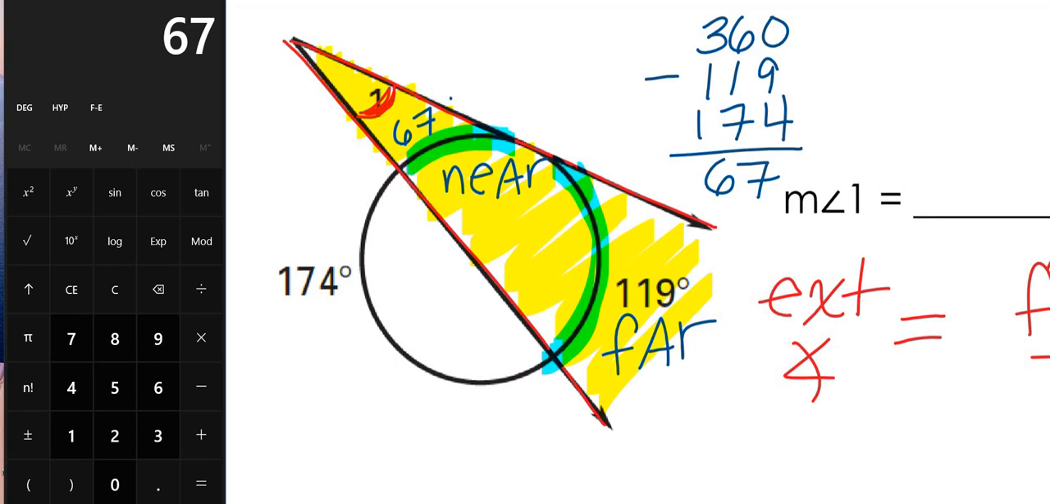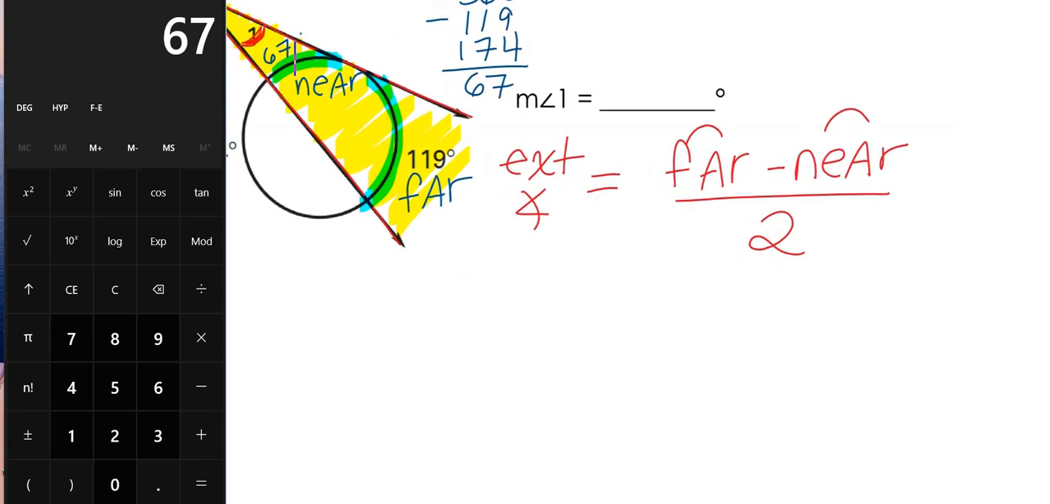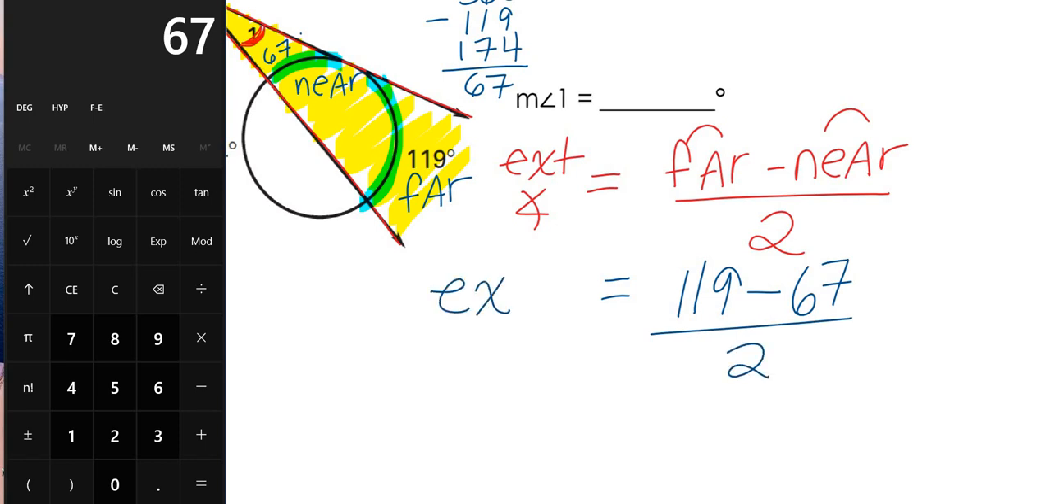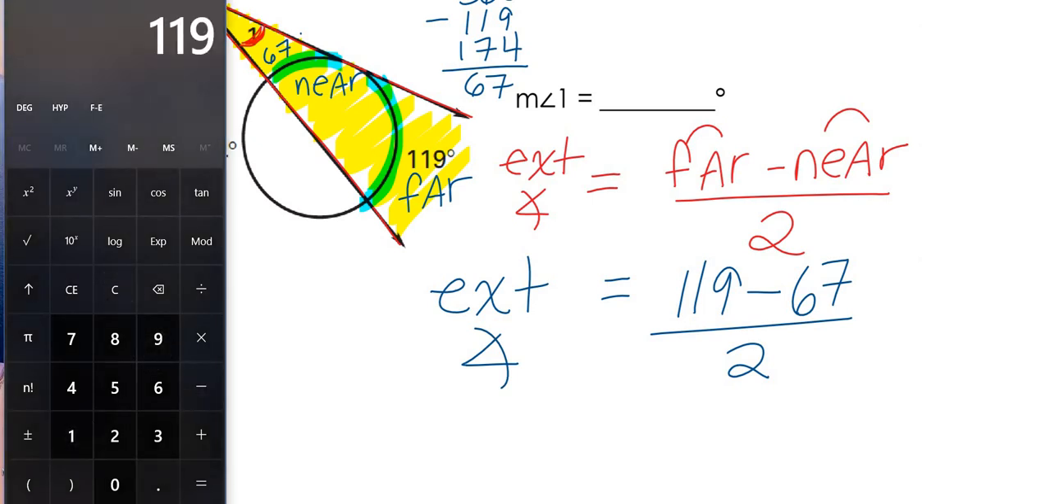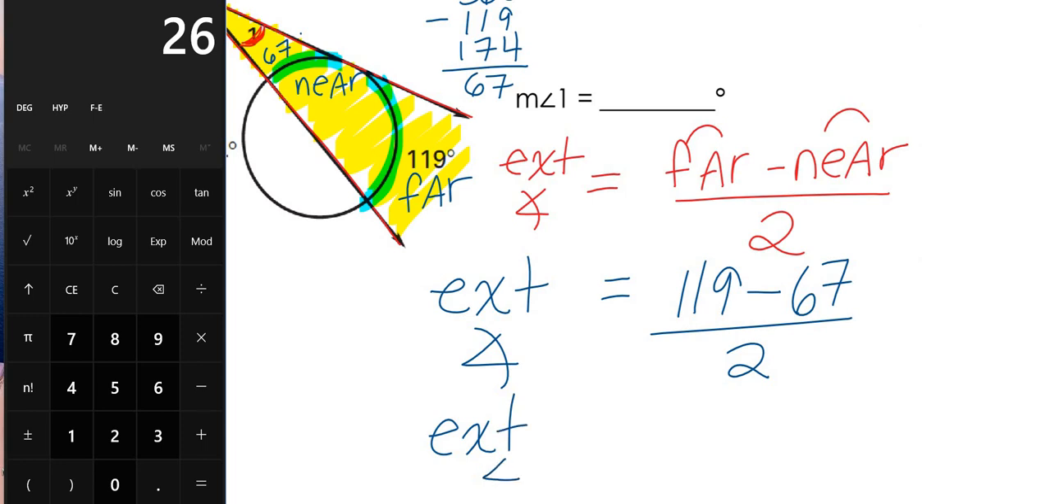So now that we have our near arc, we can go ahead and use our formula. Far is 119 minus near 67, divided by 2. And that's going to give us our exterior angle. Go to your calculator. 119 minus 67 equals, divided by 2. So your external angle equals 26 degrees.